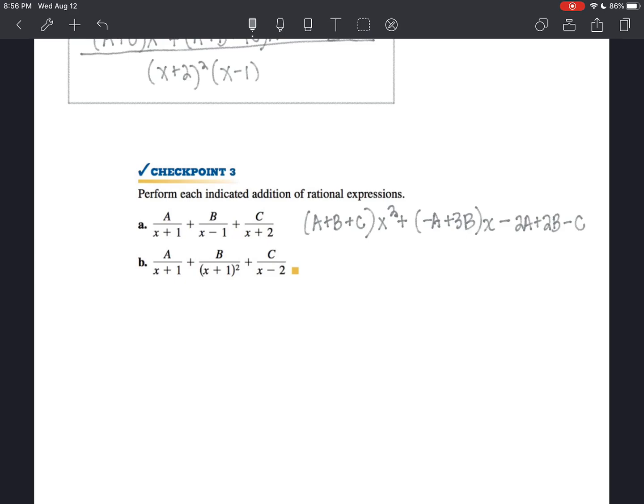Now the answer to the next one I think is a plus c quantity x squared. I think I'm saying that right. Negative 2a plus b plus 2c, and then that's times x minus 2a minus 2b plus c.